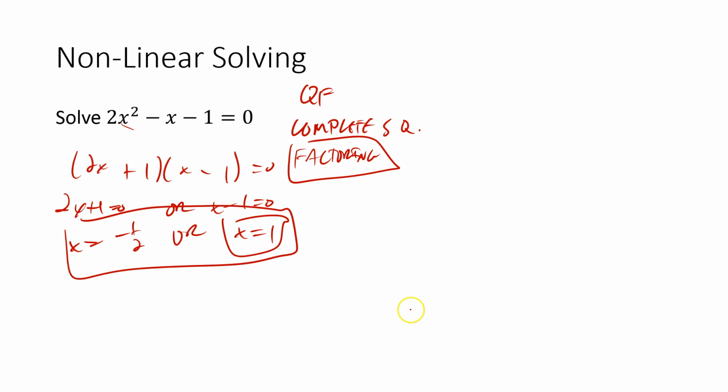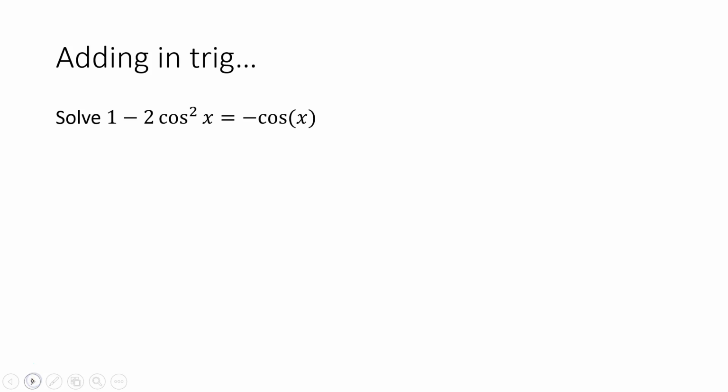Okay. So let's try that adding trig. So we throw some trig in there. Let's see here. We still have a quadratic. Let's see if we can get everything on one side. So I want positive, so I'm going to move everything to the right. So 0 equals positive 2 cosine squared x minus cosine x minus 1.